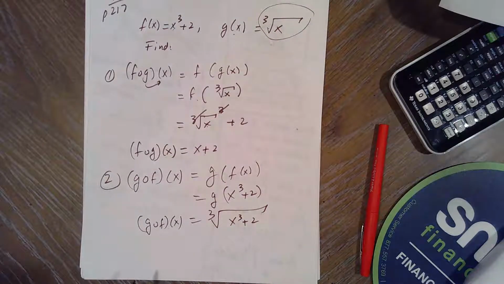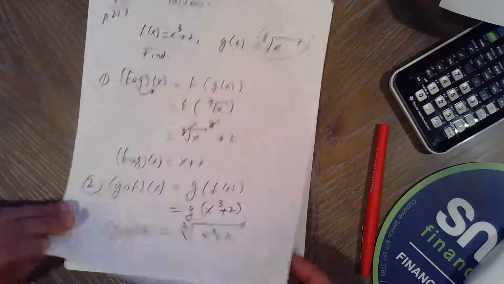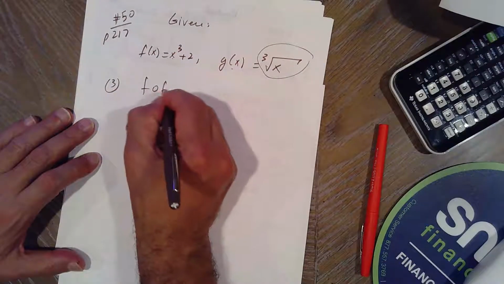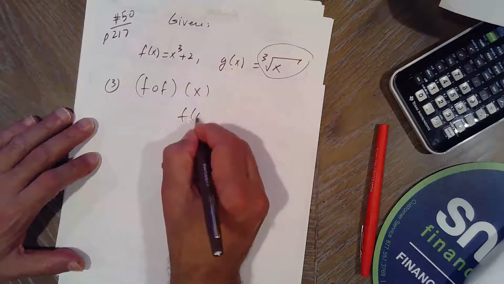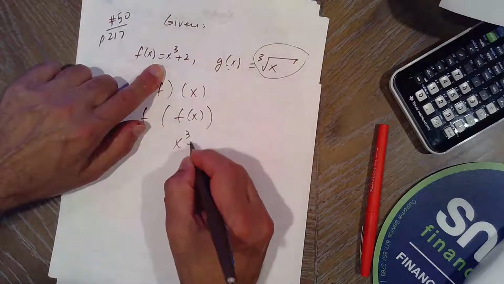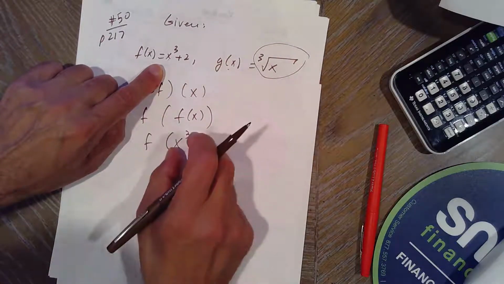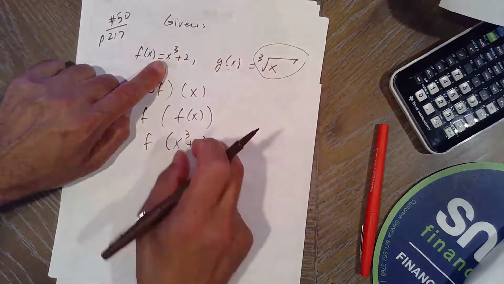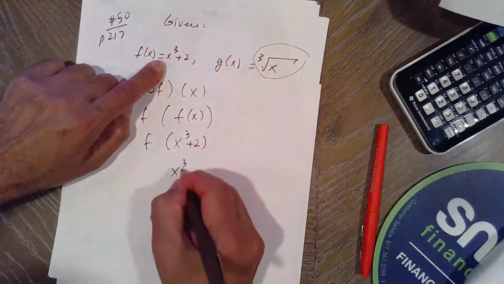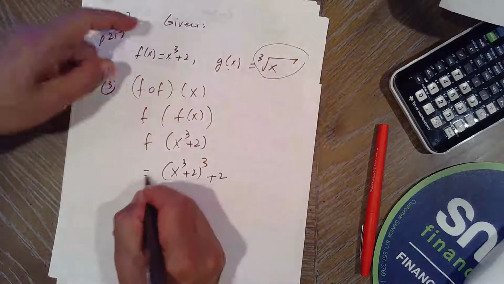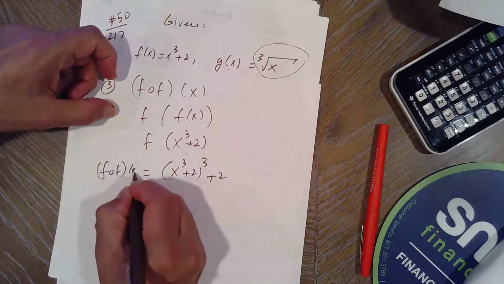And then we're going to do f composite f of x. So we're going to input f of x into f again. f of x is x cubed plus 2. We're going to take this and put it in for x into f, right? Not g here. So x cubed plus 2 is going to be cubed and then plus 2. That's f composite f of x.